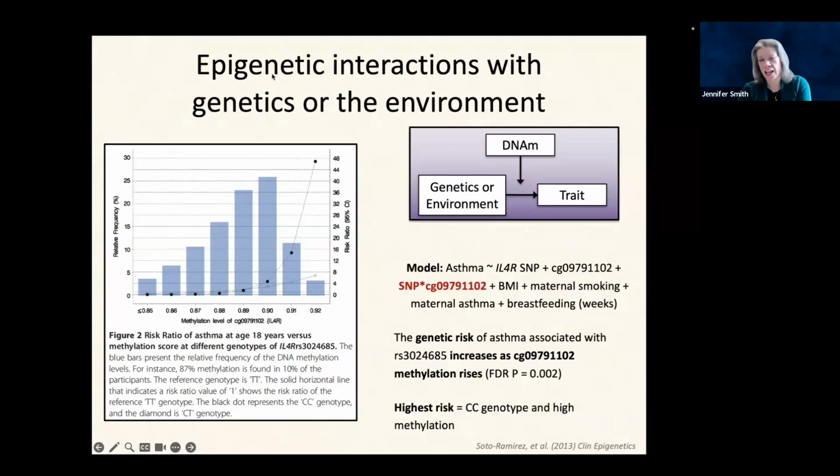You can look at interactions with genetics or the environment, right? So this was a paper that looked at asthma, and what they found was people who had higher levels of methylation, so that's the histogram, had a higher risk of asthma, but it was much bigger for people with this genotype right here. It's the CC genotype of some specific SNP in interleukin 4 receptor than people with this genotype, right? So if you had 2 copies of the C allele, you had a much higher risk ratio, but only if you had methylation also at this CpG site, right? So an interaction.